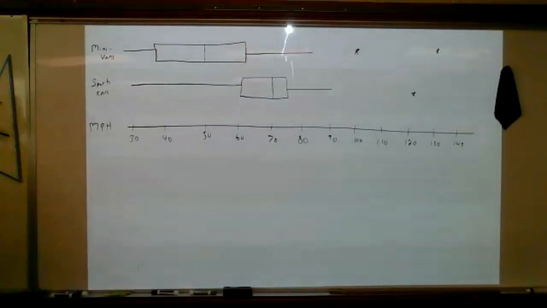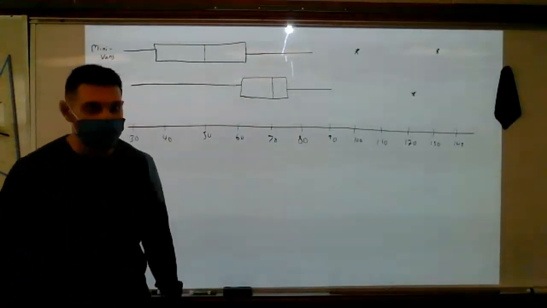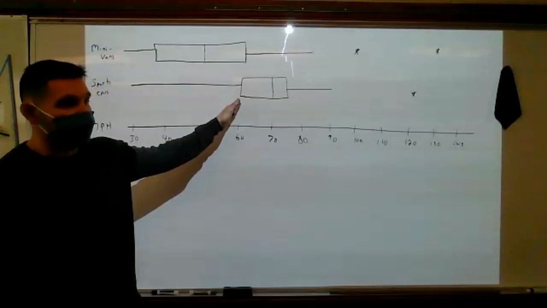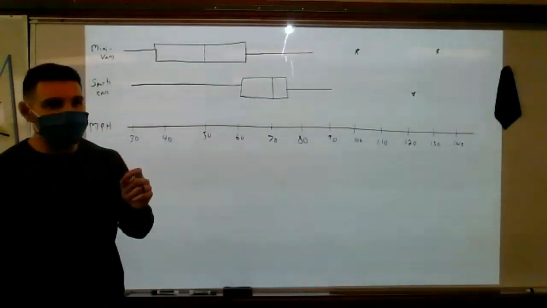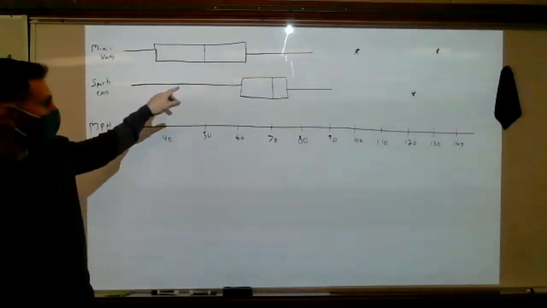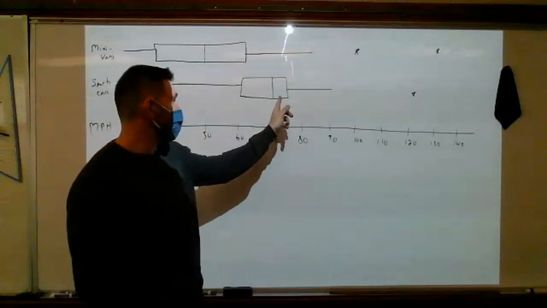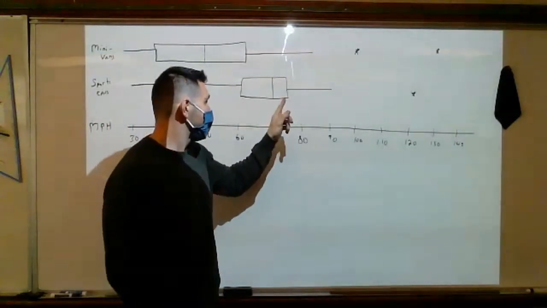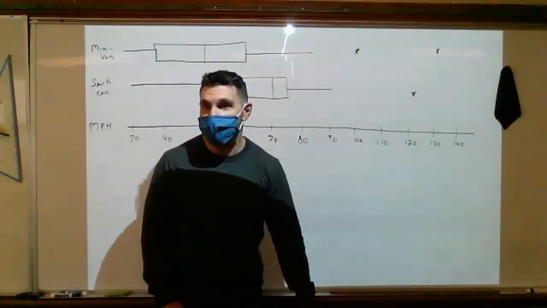So I'm going to answer this one. You ready? Sports cars are faster because 75% of the cars observed were going 60 miles per hour or faster. How do I know it's 75%? Because in a box and whisker, 25% of my cars are between 30 and 60. 25 are between 60 and 70. 25 are between 70 and 75. And 25 are between 75 and 90, with an outlier at 120.